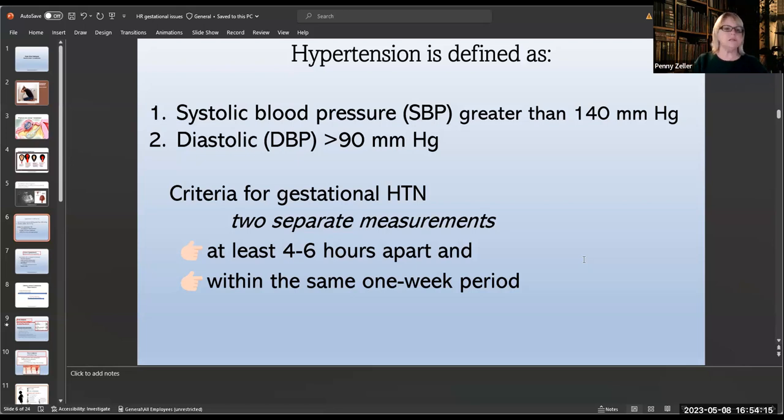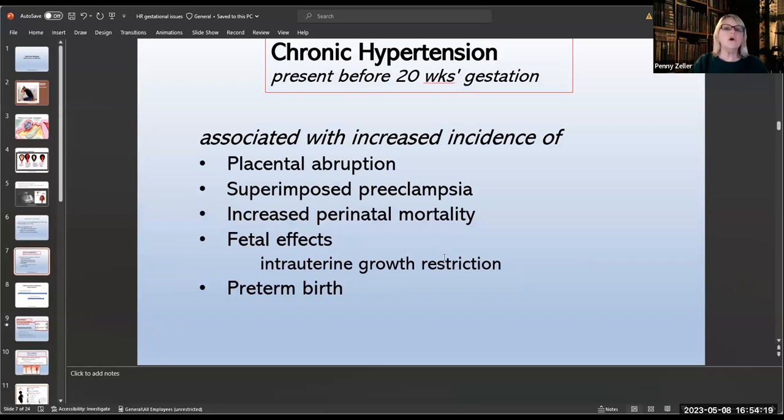So that's how we define hypertension. Chronic hypertension means that she had high blood pressure before 20 weeks, she had it when she got pregnant. The problem with high blood pressure in pregnancy is that she's at risk for intrauterine growth restriction of her baby, placental abruption, superimposed preeclampsia, increased mortality, and preterm birth.